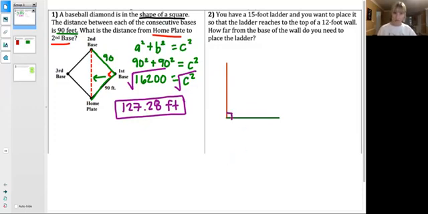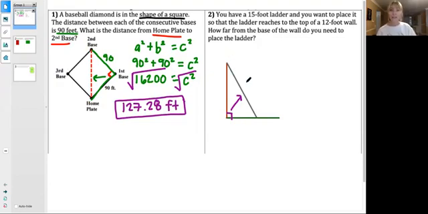Now, what else is involved in this story? A ladder. And what do you do with the ladder? Well, you lean it up against the wall. So the ladder is actually now the hypotenuse because it is opposite the right angle. So I was able to find a right angle. I was able to create a right triangle in this scenario.